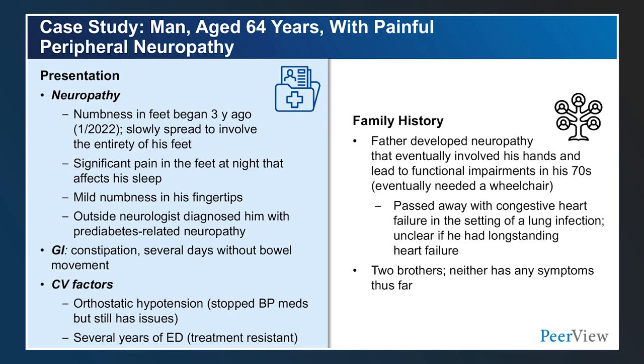This is a man who's 64 years old, presenting with painful peripheral neuropathy. He started having numbness in his feet 3 years prior to seeing us, which slowly spread to involve the entirety of his foot. He also had significant pain at night that was keeping him from sleeping well. And then he started having mild numbness in his fingertips. He saw a neurologist who looked at an SPEP immunofixation, diabetes, vitamin deficiency, and a lot of other tests, and they ended up with idiopathic or prediabetes-related neuropathy.